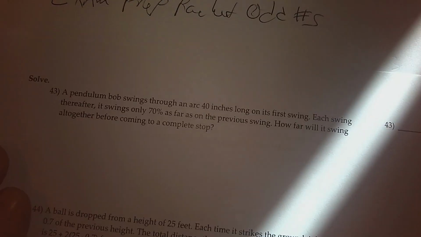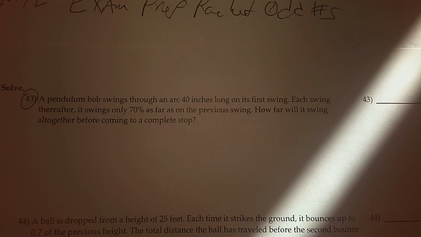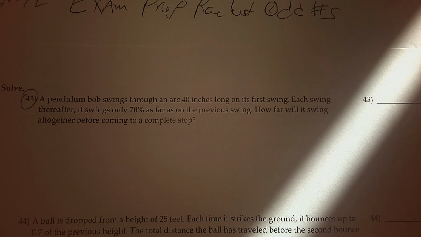Here's the last part of the exam prep, 43. So we got 2 more to do, and then the odd numbers are done. So it'd be wise to look at the odds and then do the evens tonight, so that you're ready for the exam tomorrow.